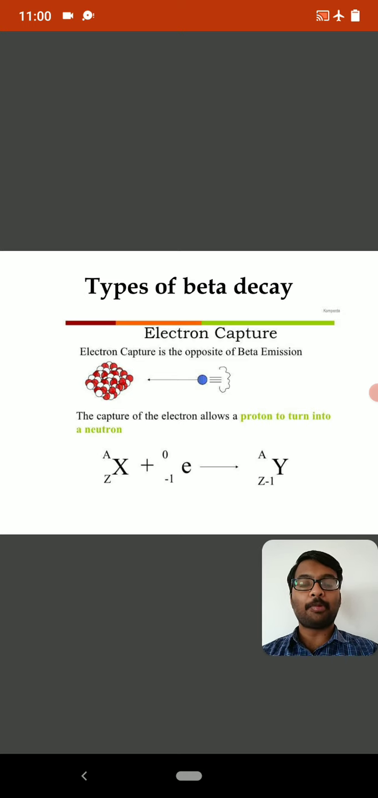So these are the three processes. One is beta minus decay: a neutron is converted into a proton with the emission of an electron and an antineutrino. The second one is beta plus decay: a proton is converted into a neutron with the emission of a positron and a neutrino. The third one is electron capture: in this process, a proton captures one of the electrons and is converted into a neutron. So these are the three different types of beta decay process.